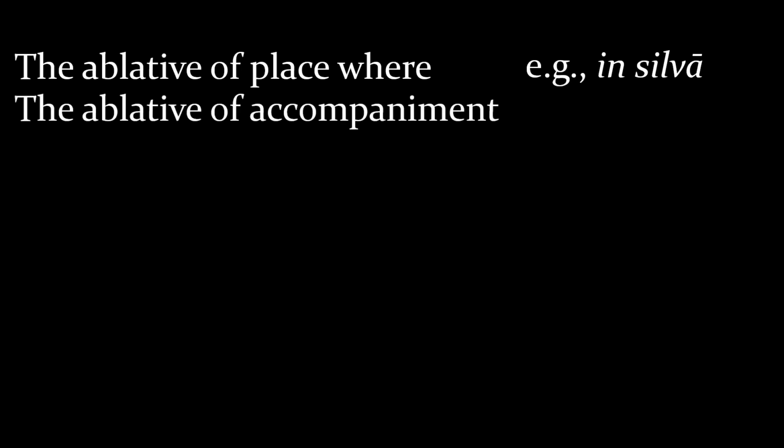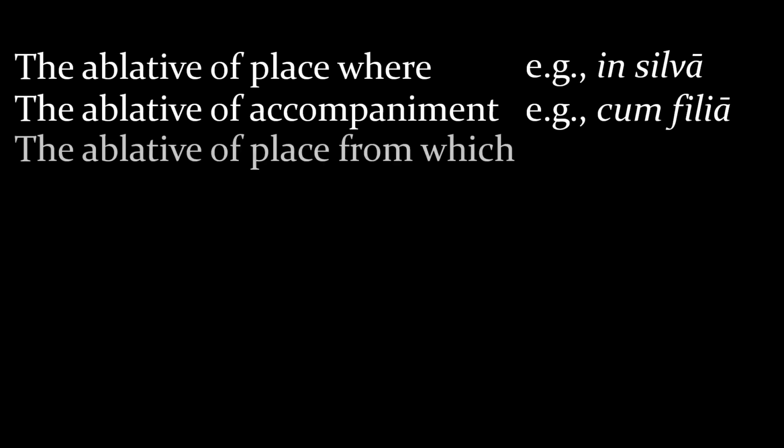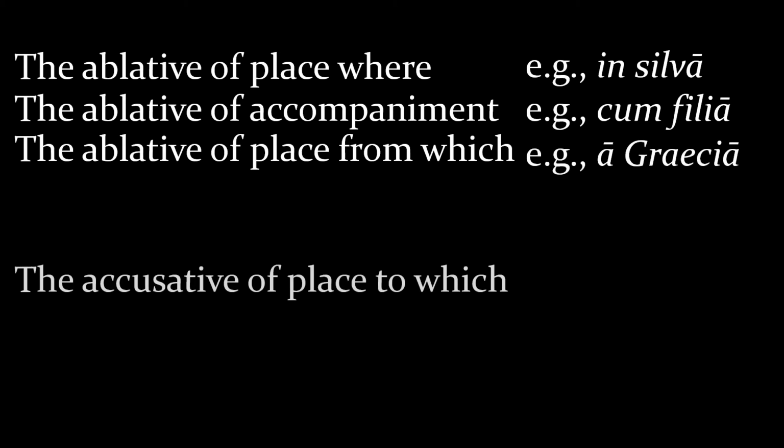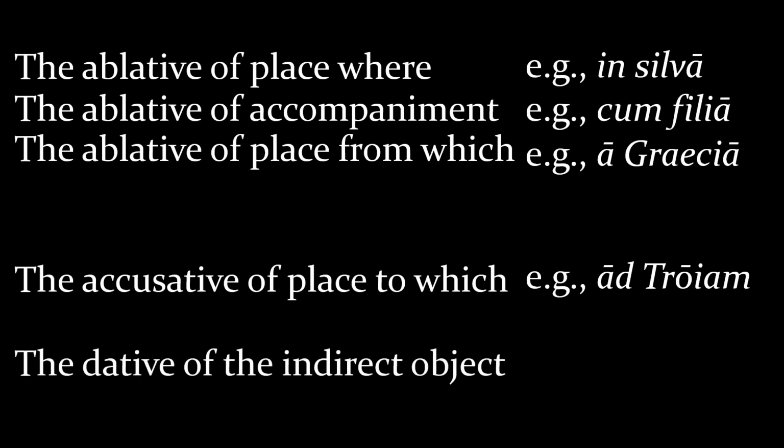So we've talked about the ablative of place where, in silva, in the forest, okay, so we always have in with that. We've had the ablative of accompaniment, which features cum filia, with the daughter. We've had the ablative of place from which tells us where something is coming from, like a Graecia, from Greece. We've had the accusative of place to which, like ad Troiam, to Troy. We've had the dative of the indirect object, which we haven't talked about very much. So giving something to someone, that to someone would be dative. Okay, and that would be like reginae, to the queen.